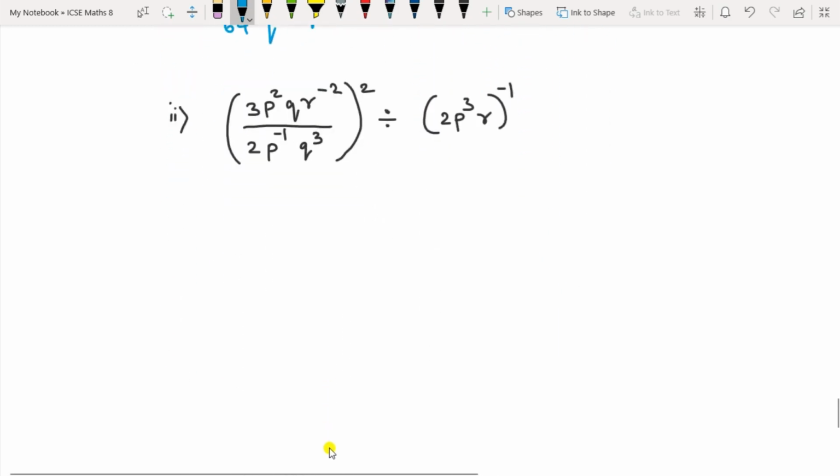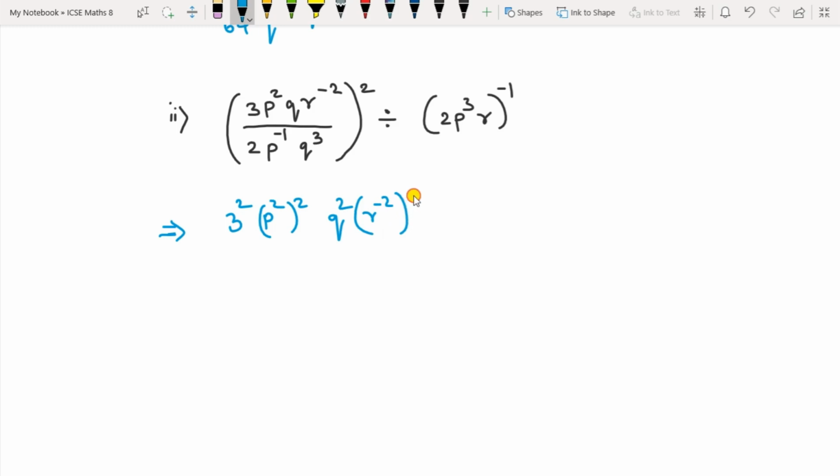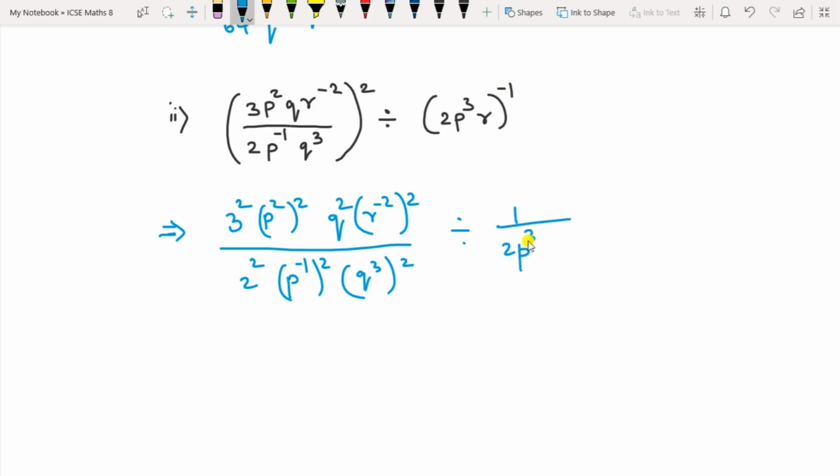Okay. The next one is the last one. So take the power to each of the term inside the bracket. So this becomes 3 square p square raised to square q square r raised to minus 2 raised to 2, the whole upon 2 square p raised to minus 1 the whole square q raised to 3 the whole square, and this is divided and the power is inverse, so it will become 1 upon 2 raised to p raised to 3 raised to into r.